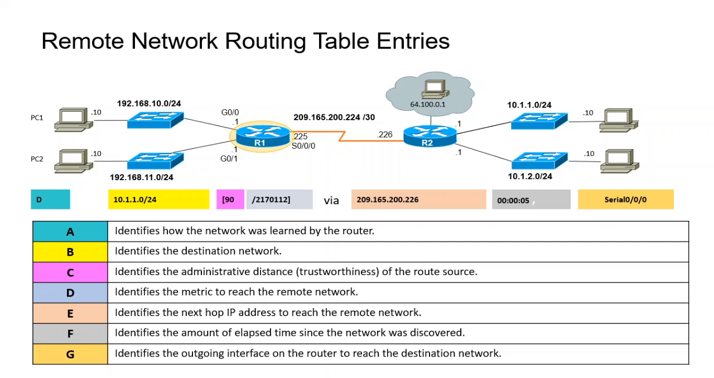A, identifies the network learned by the router. B, identifies the destination network. C, identifies the administrative distance and trustworthiness of the route source. In the end, I will tell you about this one. D, identifies the metric to reach the remote network. E, identifies the next hop IP address to reach the remote network. F, identifies the amount of elapsed time since the network was discovered. G, identifies the outgoing interface on the router to reach the destination network.